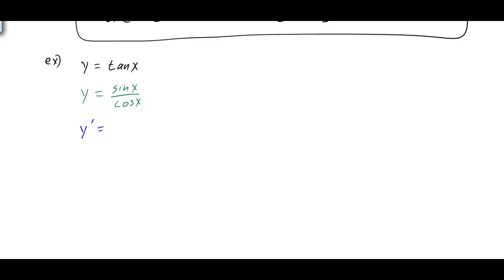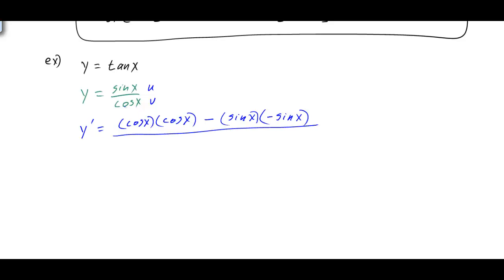And we already know the derivative of sine and cosine, so if we think of this as u over v, and we take the derivative, we would have the bottom function cosine x multiplied by the derivative of the top, and the derivative of sine x is cosine x, minus the top function sine x multiplied by the derivative of the bottom function, and the derivative of cosine x, be careful, is a negative sine x, all divided by the denominator squared. So this would be cosine squared x.